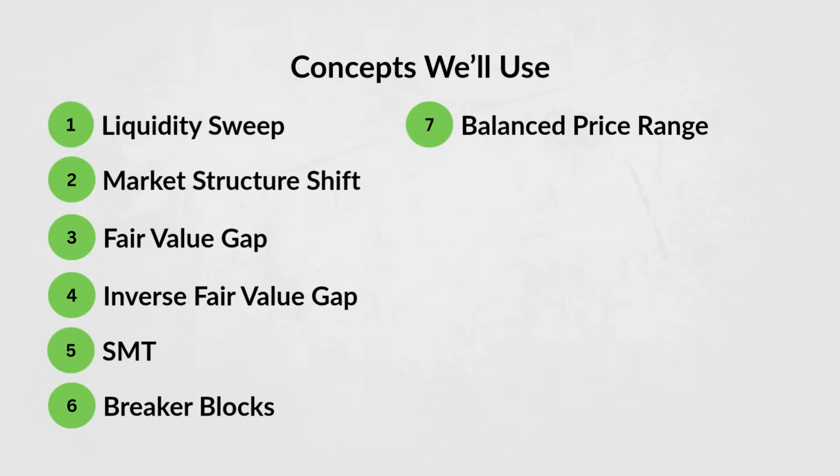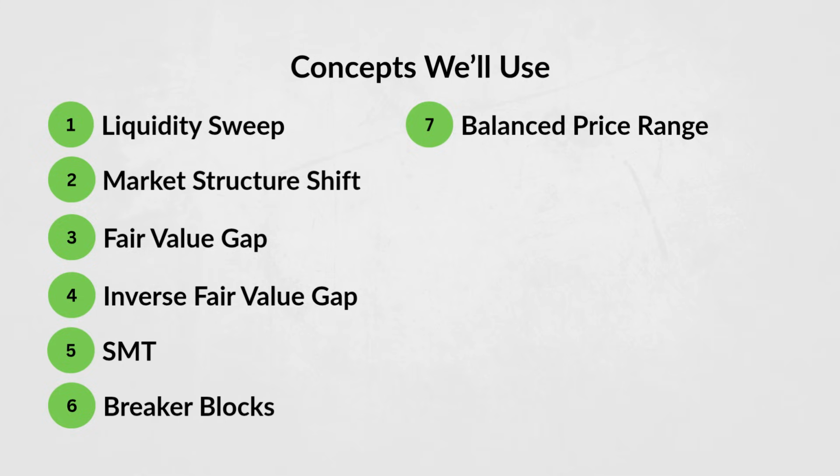These are the 7 concepts we're going to work with, and we'll mix and match them to create different entry models. The first concept is the liquidity sweep. The second is market structure shift. The third is the fair value gap. The fourth is the inverse fair value gap. The fifth is SMT divergence. The sixth is breaker blocks. And the final one, the seventh, is the balanced price range.